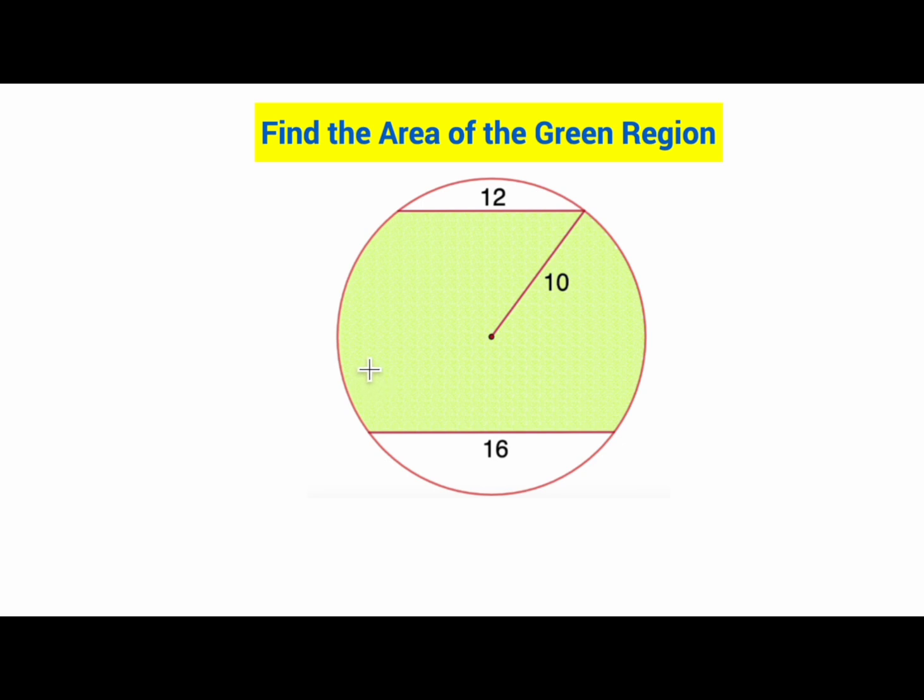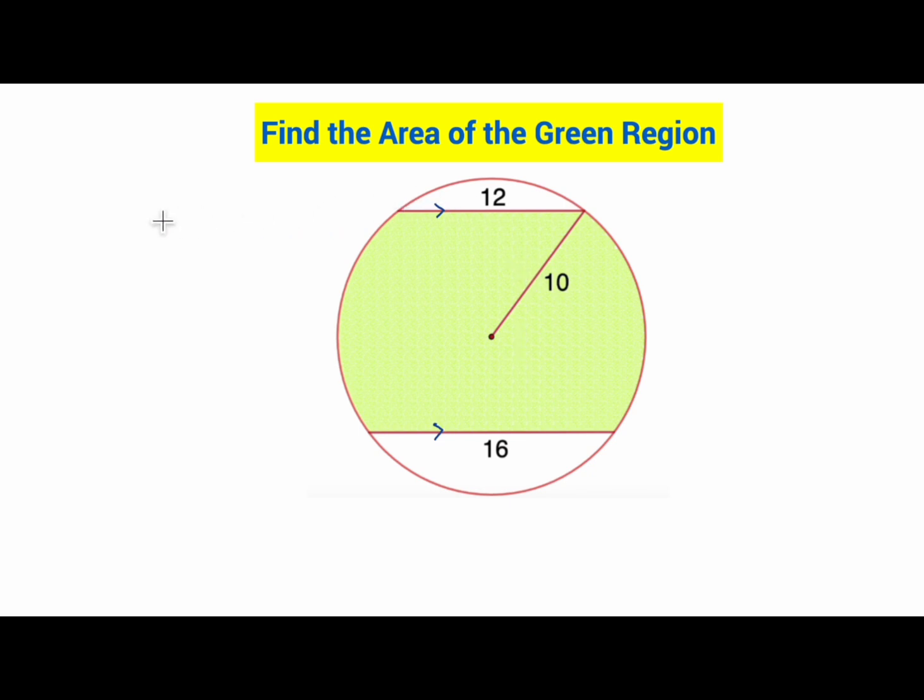Okay, let's go. All right, so the first thing I'm going to do, we have two chords that are parallel to each other. Okay, these two chords are parallel to each other. This one's 16, this one's 12. The radius of this circle is going to be 10.